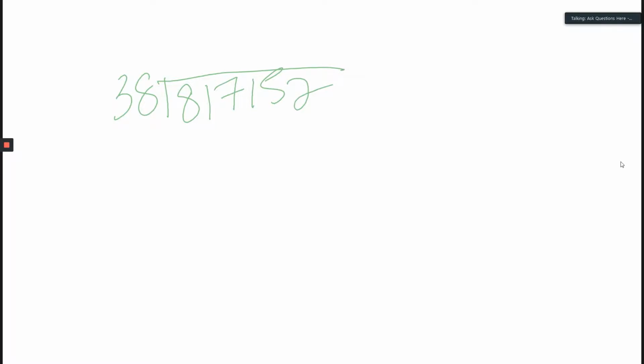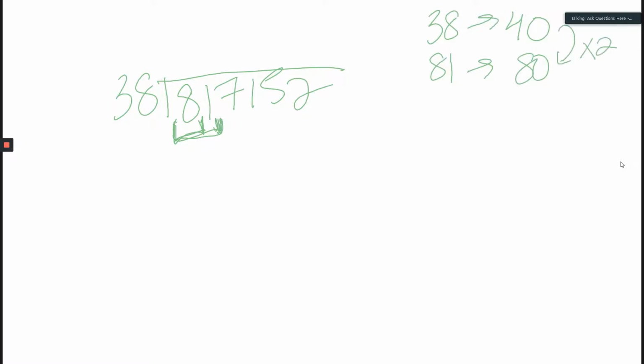So here again, the first value is 8. So we can't just look at 8. We have to get a bigger chunk, a bigger portion of our number, because 38 doesn't go into 8, but 38 can go into 81. How many times? Well, let's do the rounding again. 38 can round to 40, and 81 can round to 80. So 40 goes into 80 2 times, let's say, right?